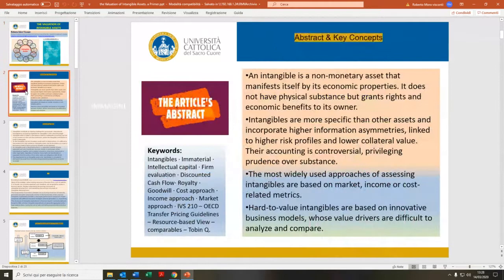We can now start from an abstract, looking also for the key concepts of intangibles. We can say that an intangible is a non-monetary asset that manifests itself by its economic properties. It does not have any physical substance, but it grants rights and economic benefits to its owner. And in particular, we can also say that intangibles are goods or items that can be replicated.